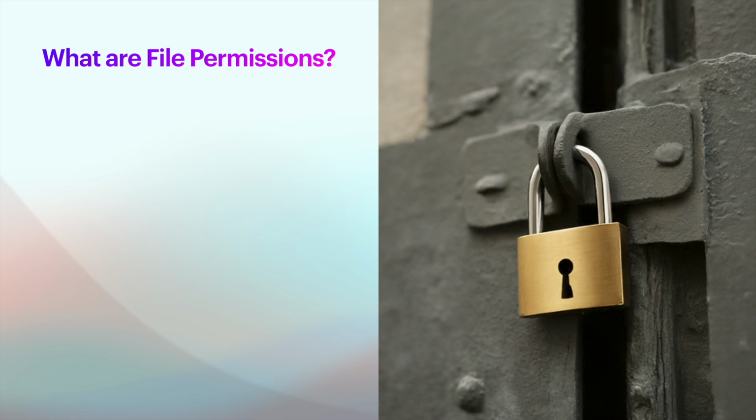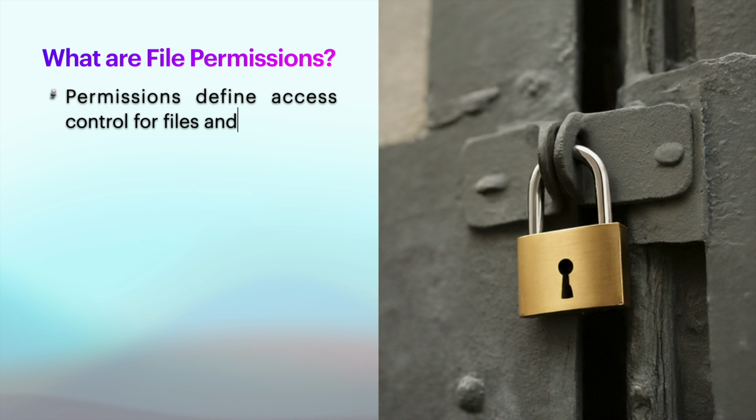File permissions in Unix. Imagine your computer has a house. File permissions act like locks on your doors and cabinets. They determine who can enter your files and folders and what they can do once inside. There are three key players.